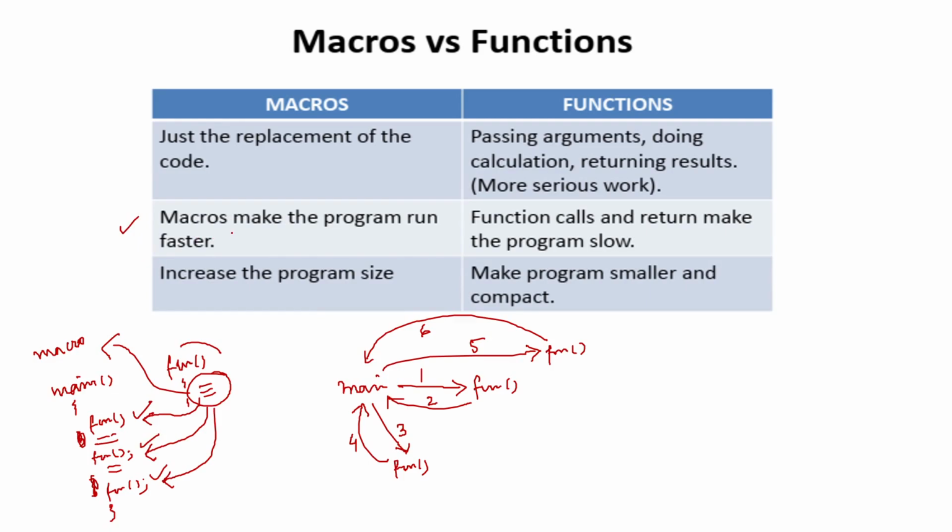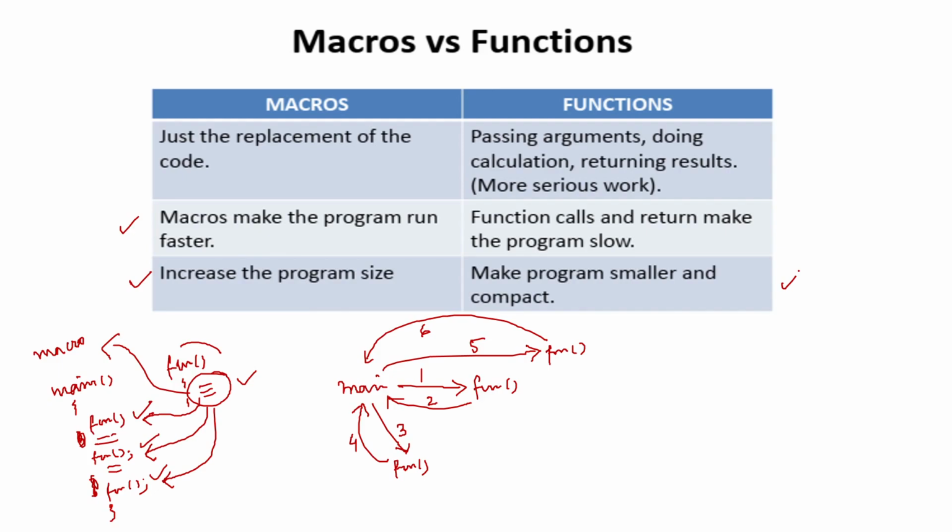But obviously, if we have a number of lines within this function fun, and you replace them in all the different parts, what will happen? The length of the program will increase naturally, right? And that's why you see it's given: increases the program size. But this is a benefit from the function side, that it makes the program smaller and compact. Okay. So these are the very important differences with respect to macro and function.